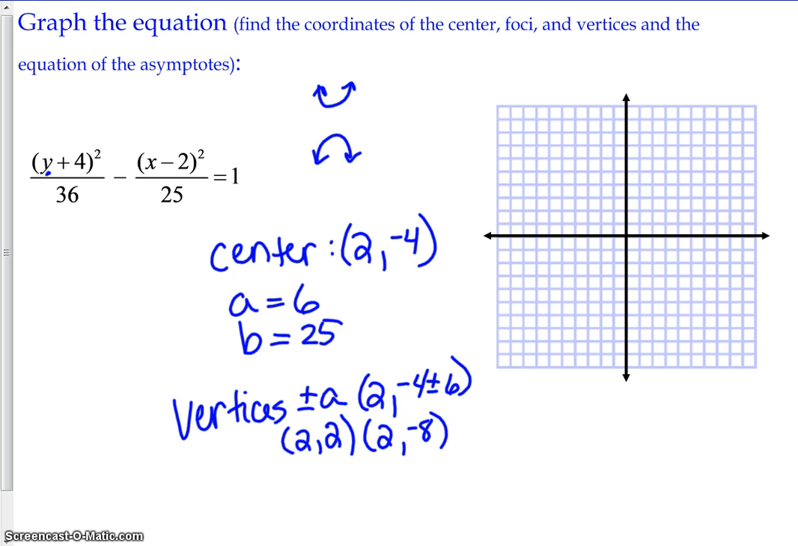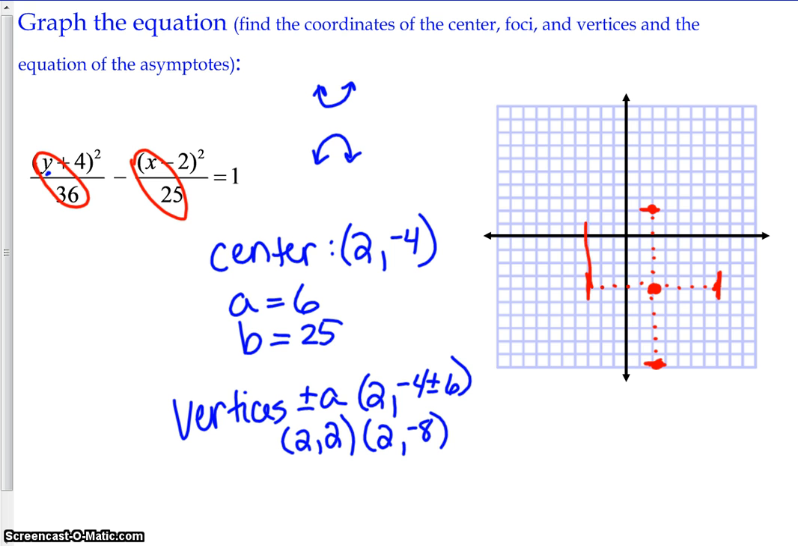Let's start with the center at 2, -4. In my y direction, up and down, I'm going to go the square root of 36, or 6 units. 1, 2, 3, 4, 5, 6. That's my upper limit. 1, 2, 3, 4, 5, 6. That's my lower limit, and it turns into my vertices. Left and right, with my x, I'm going to go the square root of 25, which is 5. 1, 2, 3, 4, 5. Limit here, 1, 2, 3, 4, 5.